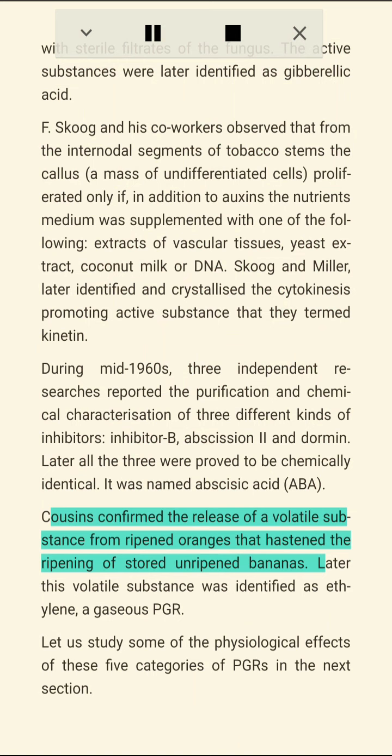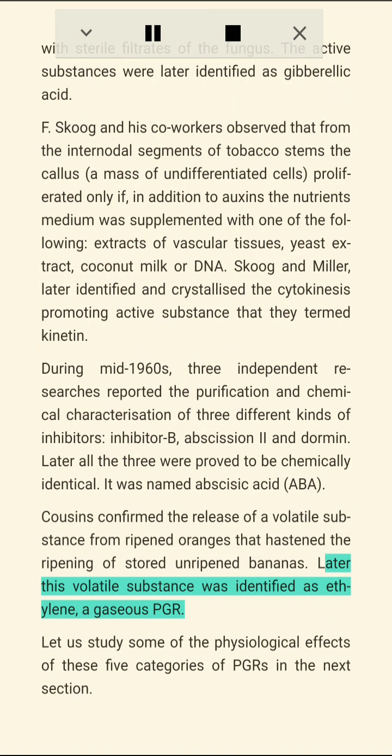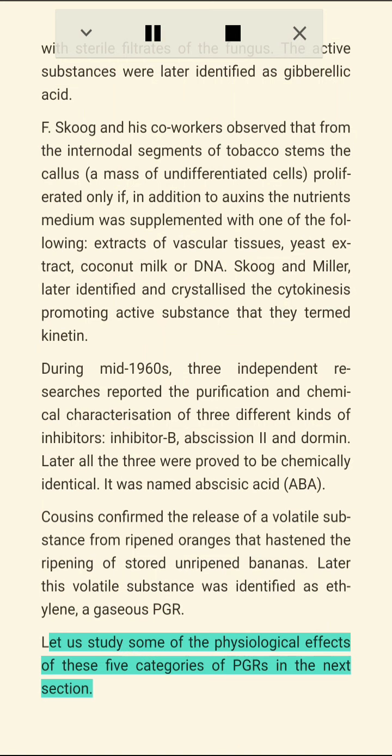Cousins confirmed the release of a volatile substance from ripened oranges that hastened the ripening of stored unripened bananas. Later this volatile substance was identified as ethylene, a gaseous PGR. Let us study some of the physiological effects of these 5 categories of PGRs in the next section.